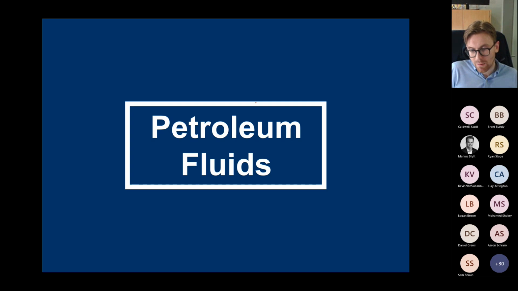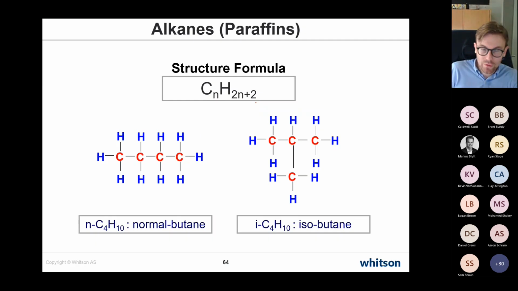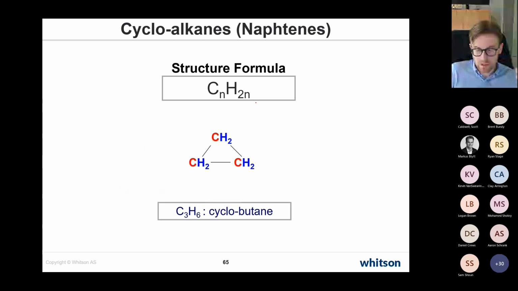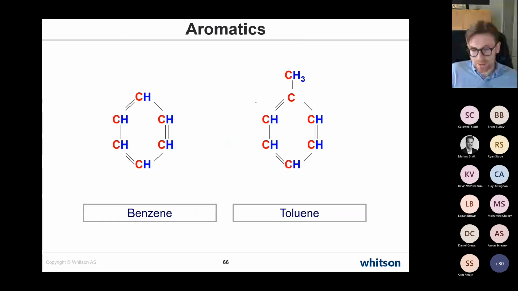And in general, they're made up of what we call alkanes or paraffins. In terms of structural formula and shape, they look like this. I'll not spend much time on it. You have naphthenes, such as cycloalkanes, and you also have aromatics that look like this. Examples are benzene and toluene, for instance.